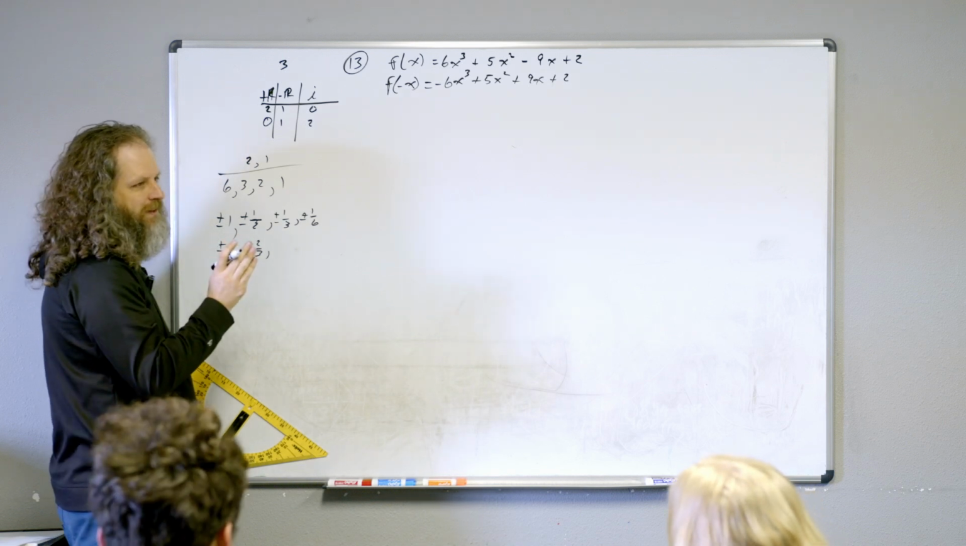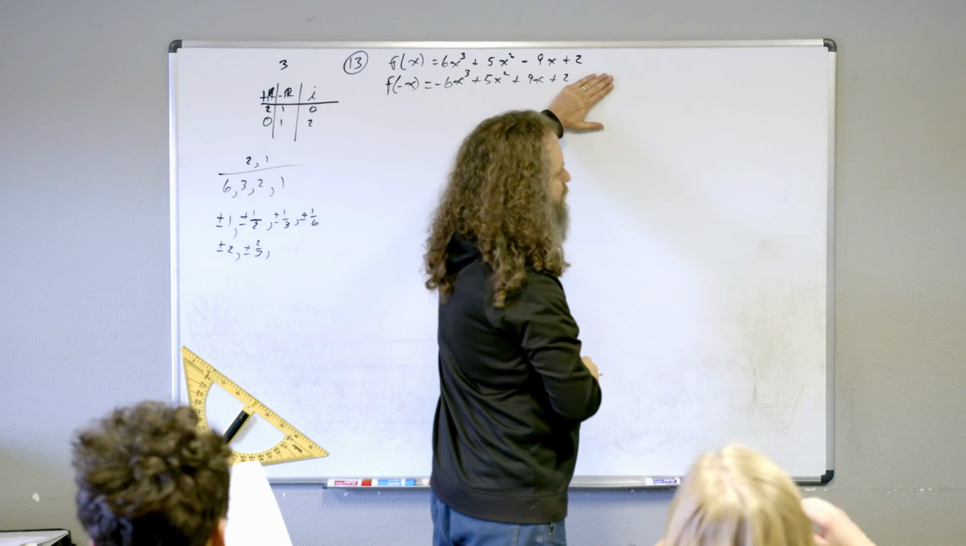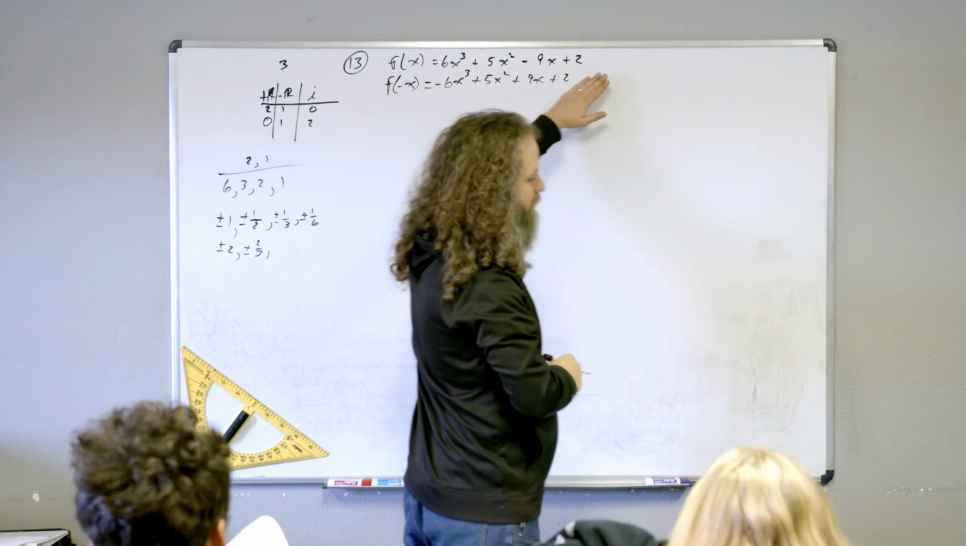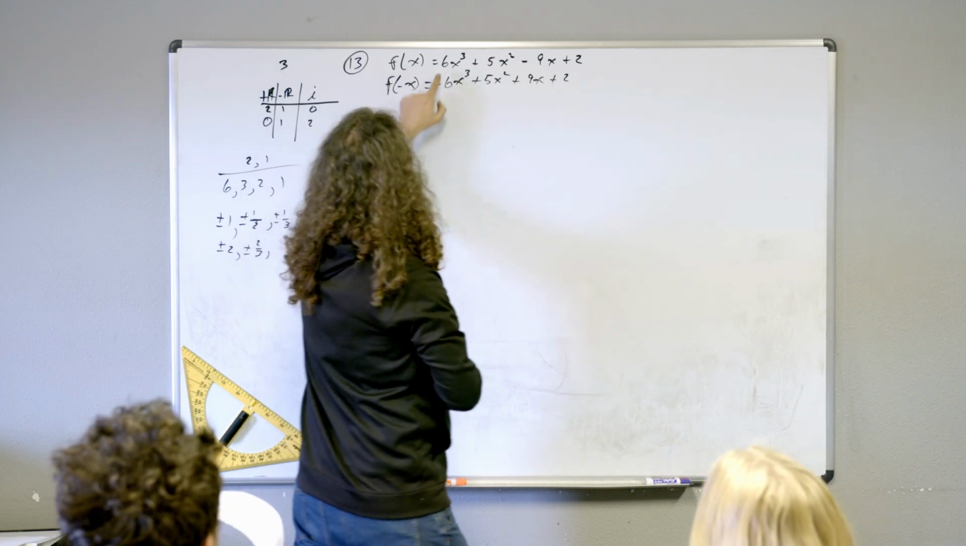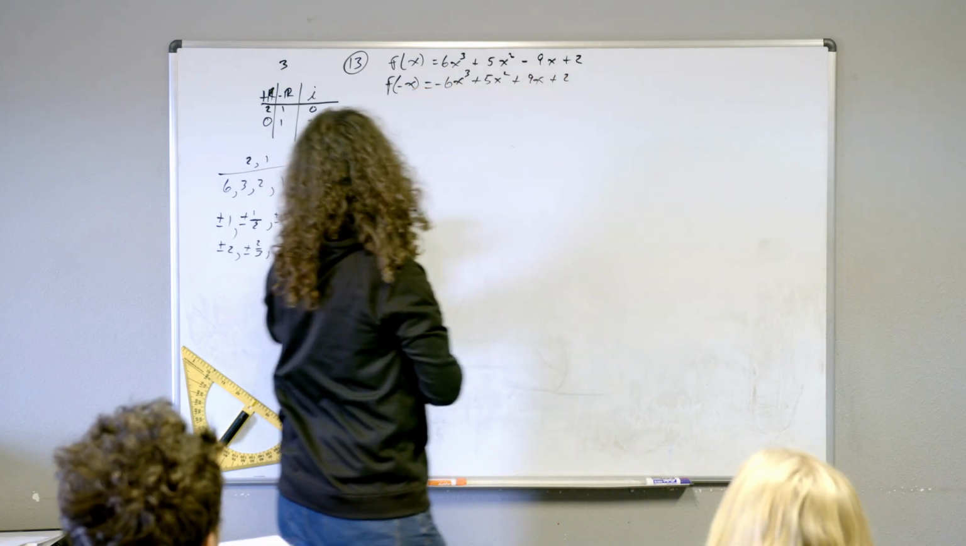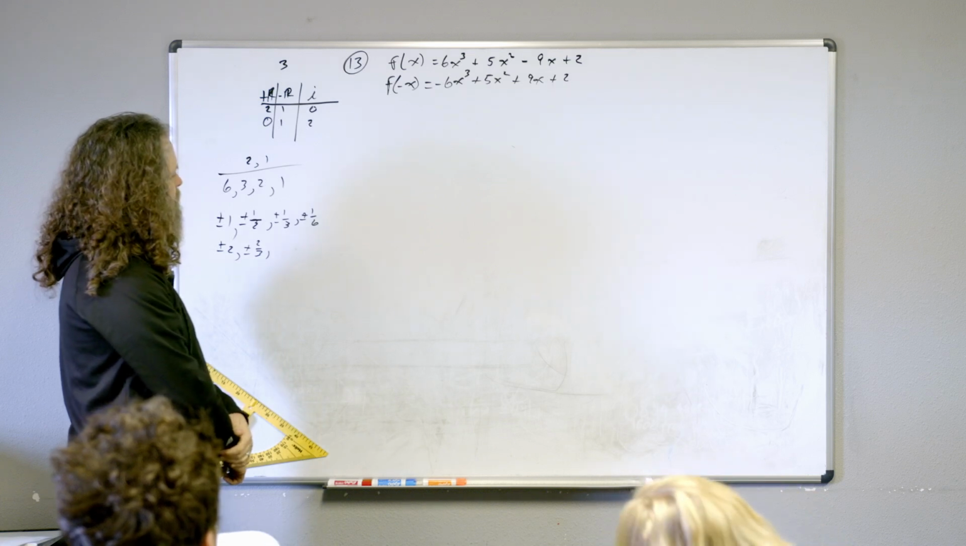Those are our possibilities. So it's the factors of the constant over the factors of the leading coefficient, which is, I'm pointing the wrong one. It'd be these ones, but we actually don't care about the sign because it's always plus or minus. So whatever.